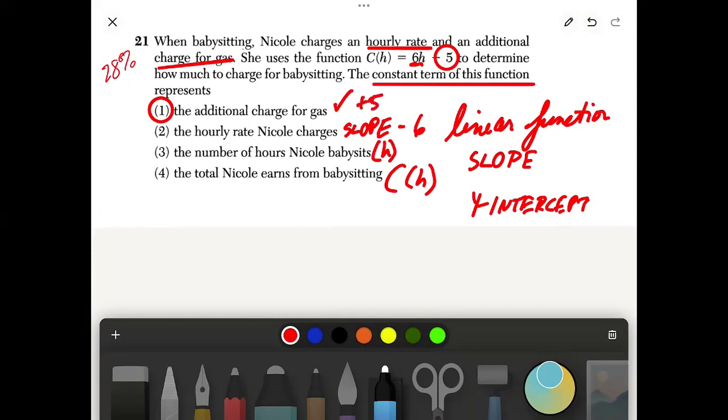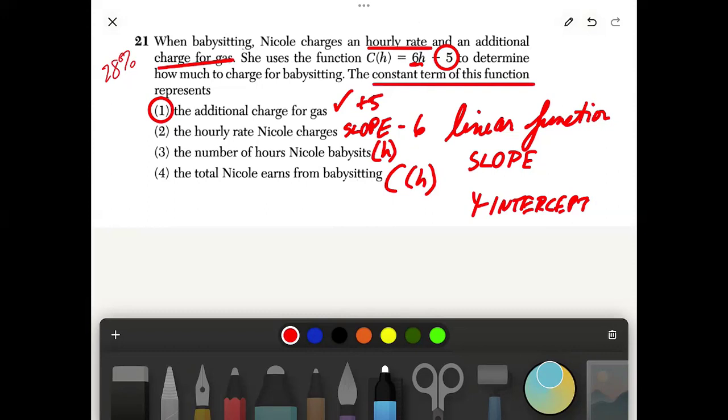That's it. So basically, normally it would be your starting amount. So basically you're saying, in order to start babysitting, I have to get there. And for me to get there, you got to pay me $5 to cover my gas.